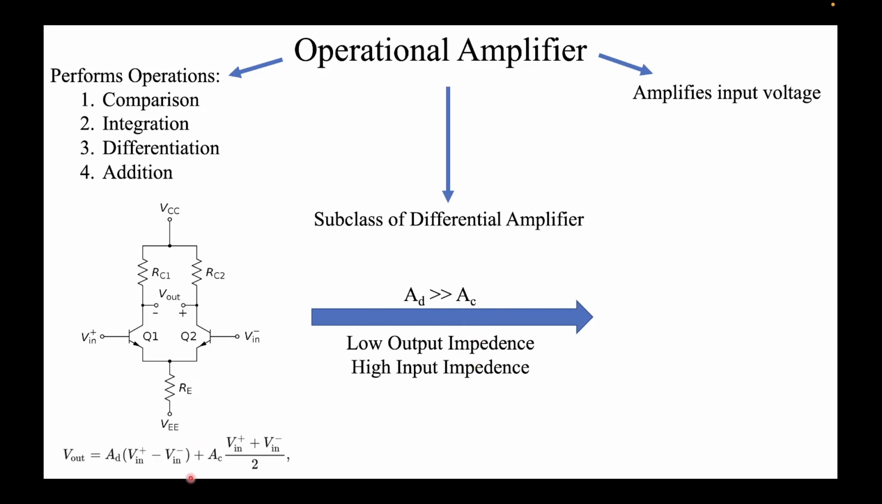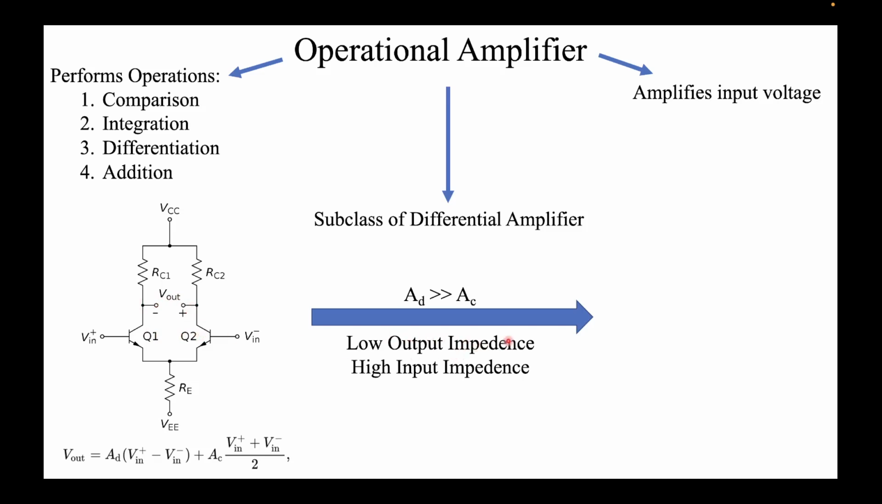Why is this called differential gain? Because the voltage that is being multiplied is the difference of two input voltages. It must be greater than AC. AC is also referred to as common mode gain, and this is the AC term, multiplied by the average of the two inputs. So you can see there are two inputs here. This is the negative input, this is the positive input, and the output is taken as the difference of the drain voltages of these two BJTs.